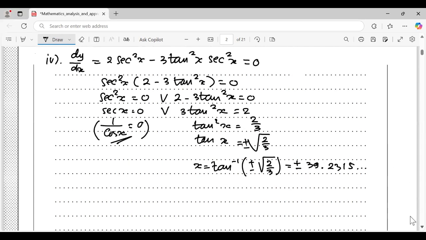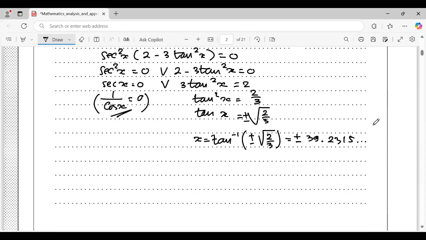This is in degrees, and I would like to convert it into radians. So it means positive, negative 39.2315 multiplied by 3.14 over 180. And the result is positive, negative 0.68437, or positive, negative 0.68.